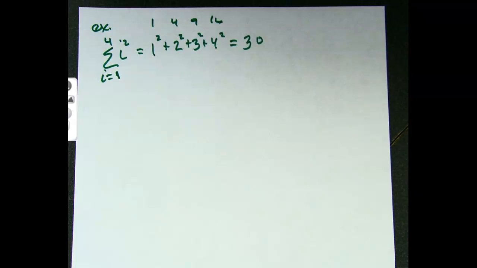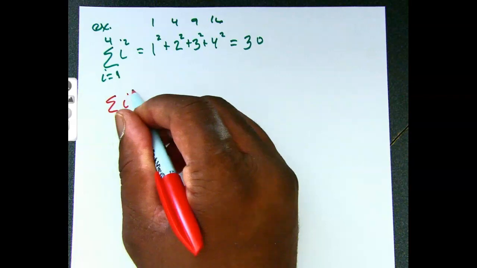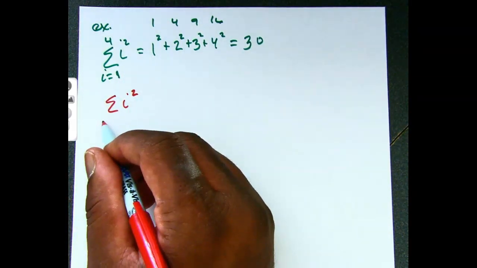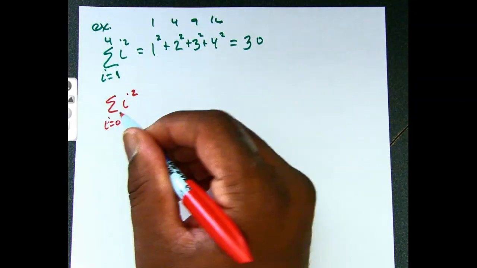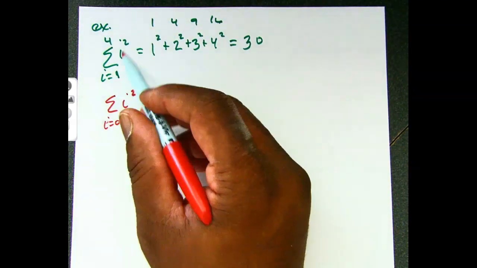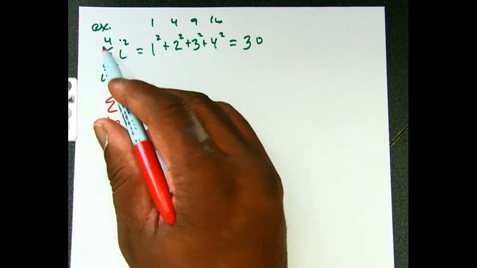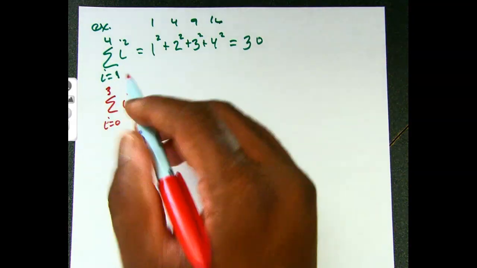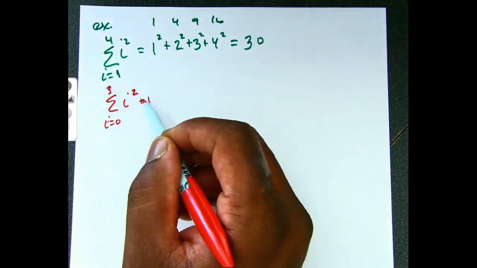Okay, now take a look at this. We're still going to do I squared, but instead of starting at 1, let's start at 0. So what I did here is we subtracted 1 from our original I equals 1, so subtract 1 for the lower limit. We have to subtract 1 from the upper limit. And then we're going to do the opposite here, so we're going to do plus 1. We subtracted 1 with the limits, and we added 1 there.